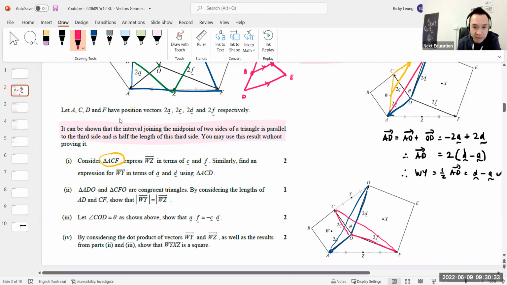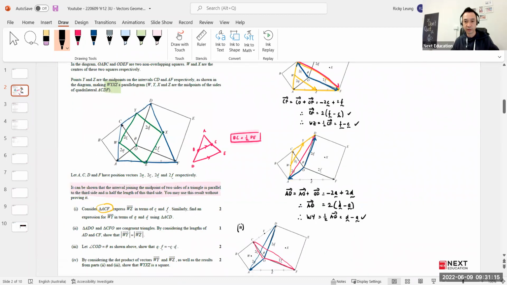Perfect. By considering the lengths of AD and CF, which are equal, show that WY and WZ are equal. Well, WY is 1/2 of AD, and WZ is 1/2 of CF, so they must be equal, because if they're congruent, then AD would equal CF. Corresponding sides of congruent triangles are equal, and therefore, because these are 1/2, piece of cake, it seems like a pretty straightforward question.